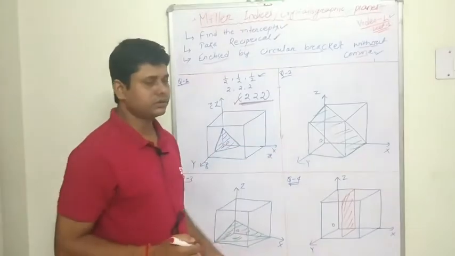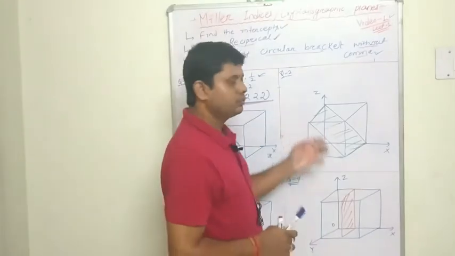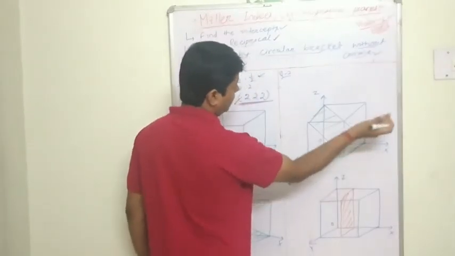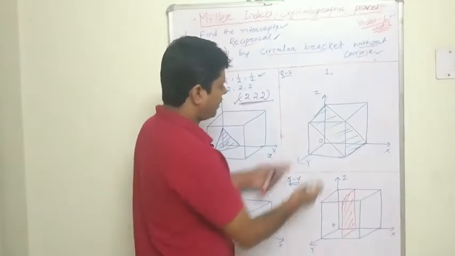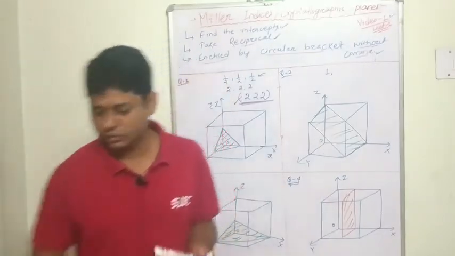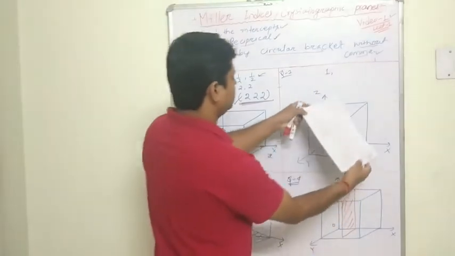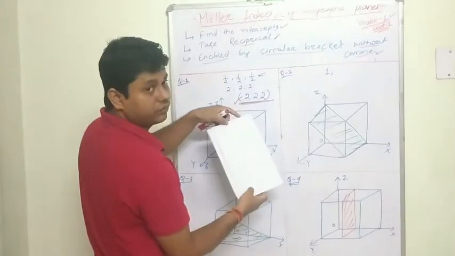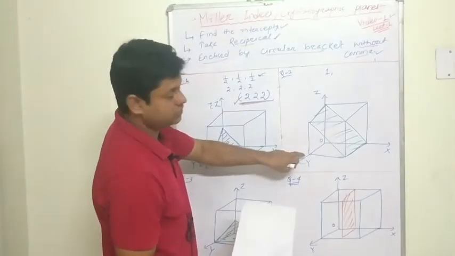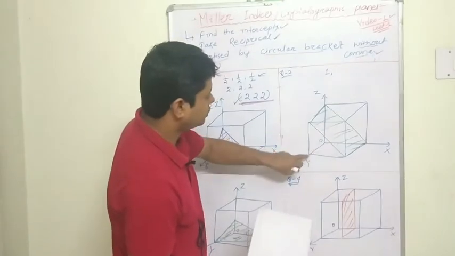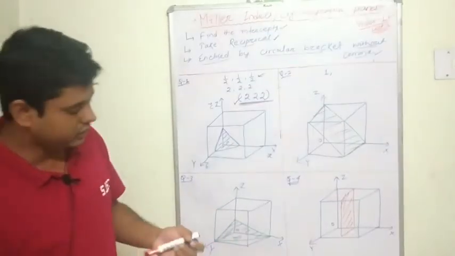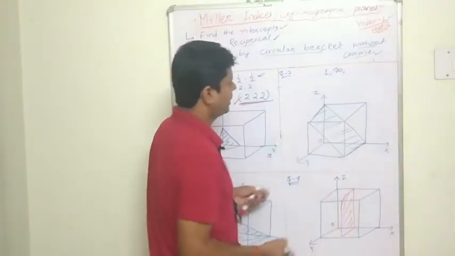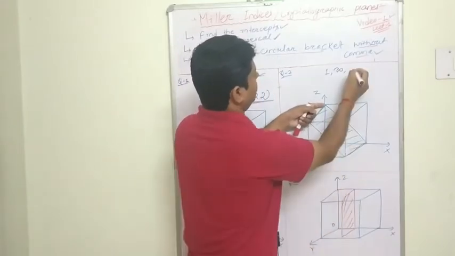Now we consider this plane. First we find the intercepts. This plane cuts the x-axis at 1 unit. Where will it cut the y-axis? If the plane is like this, it will cut at infinity. That means this plane cuts the y-axis at infinity, hence the y intercept will be infinite, and it cuts the z-axis at 1.